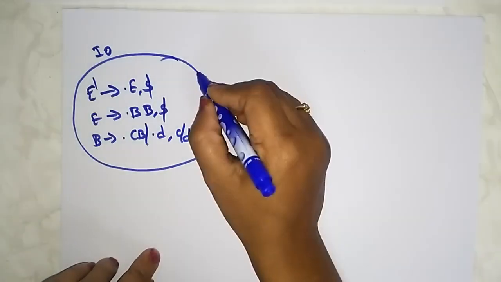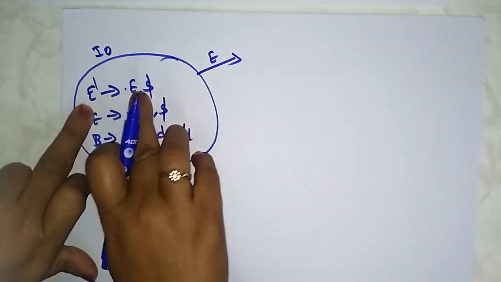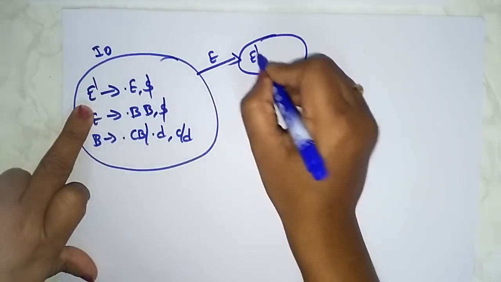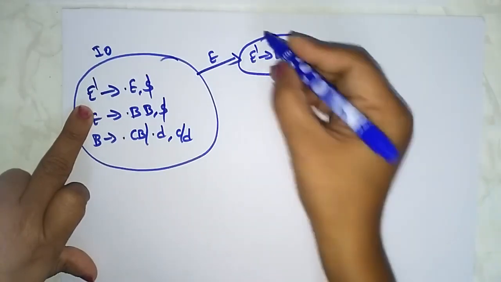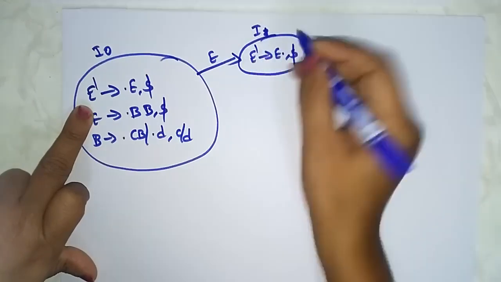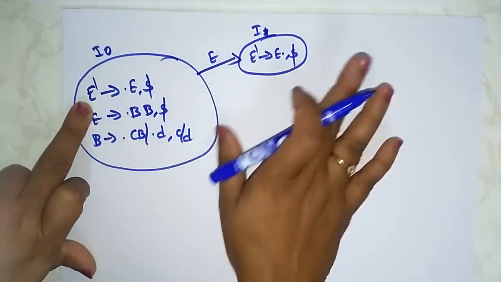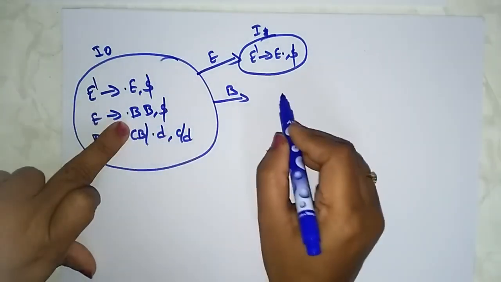Now let's see, on E, the first production. So on E, I get E determines E dot, comma, dollar. So this is I1. After dot, no terminals or non-terminals are there, so just leave it. Now let's take the B production.